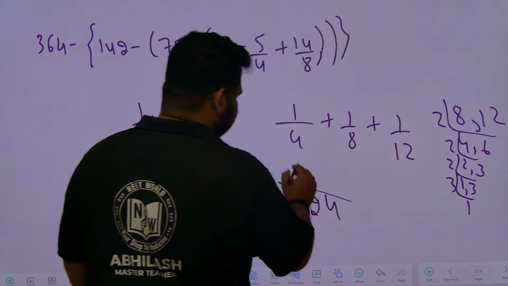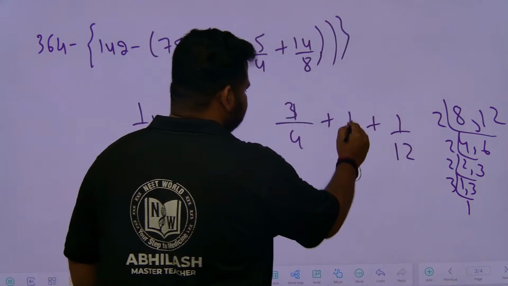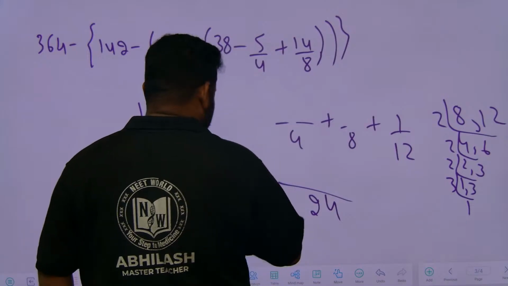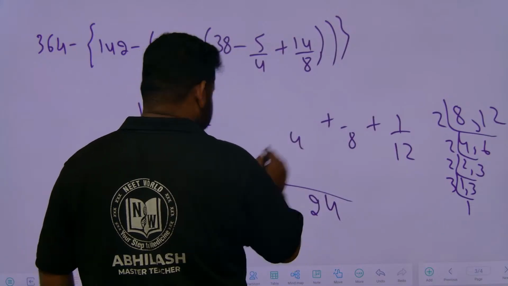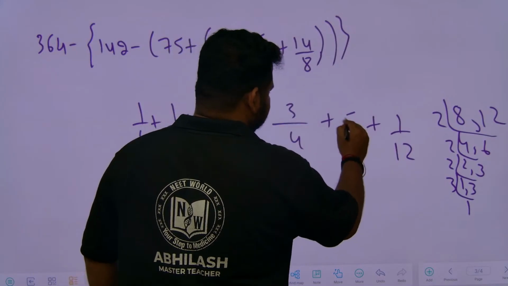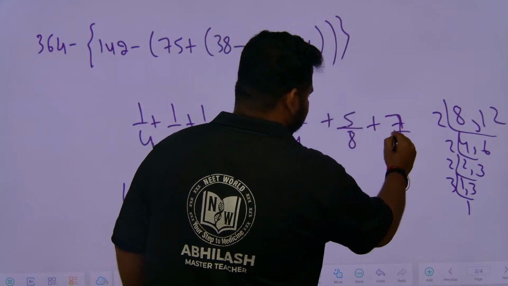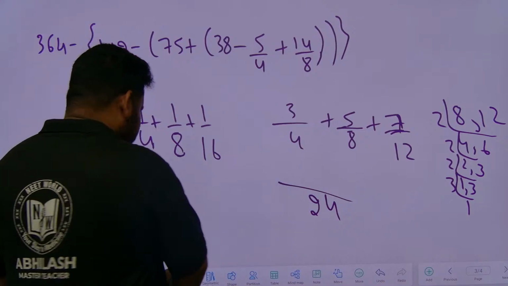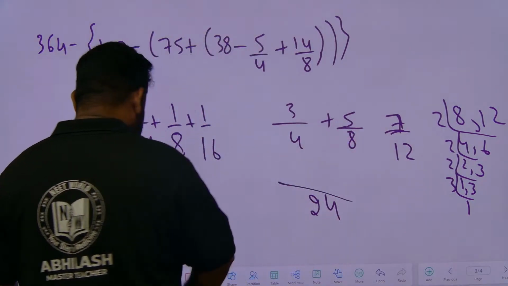I got the LCM 24. Let me find out the value of this. Let this be 3 by 4. Let this be 5 by 8. And what about this? Let this be 7 by 12. I want to find out these values. Or let this be minus 7 by 12.